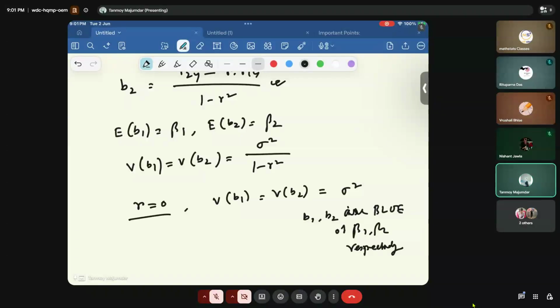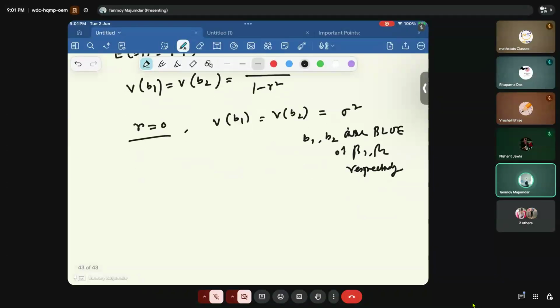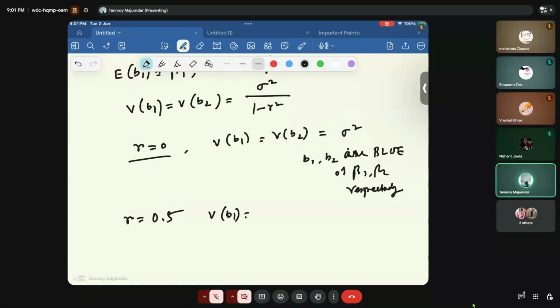What is the catch? Suppose we have the value of r as 0.5. In that case, variance of b1 equals variance of b2, that will be 1 minus 0.25, that is 0.75. So 1 divided by 0.75 will be 1.33 sigma square.